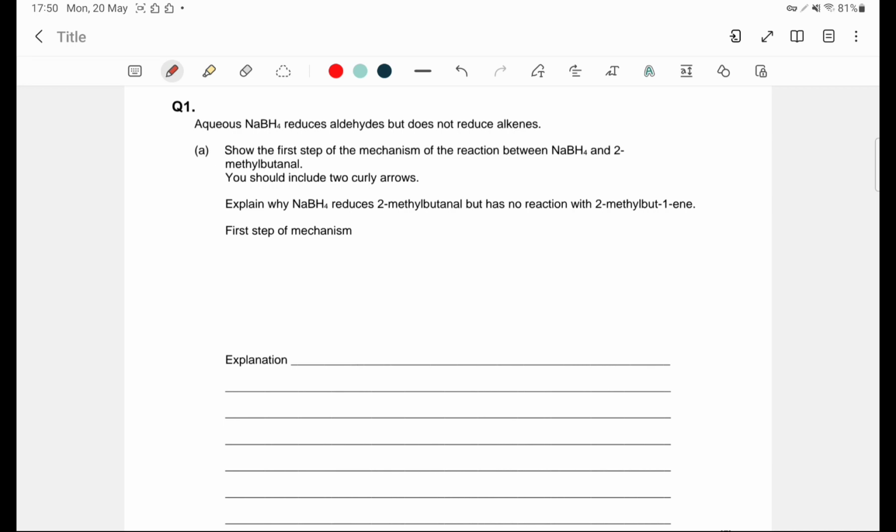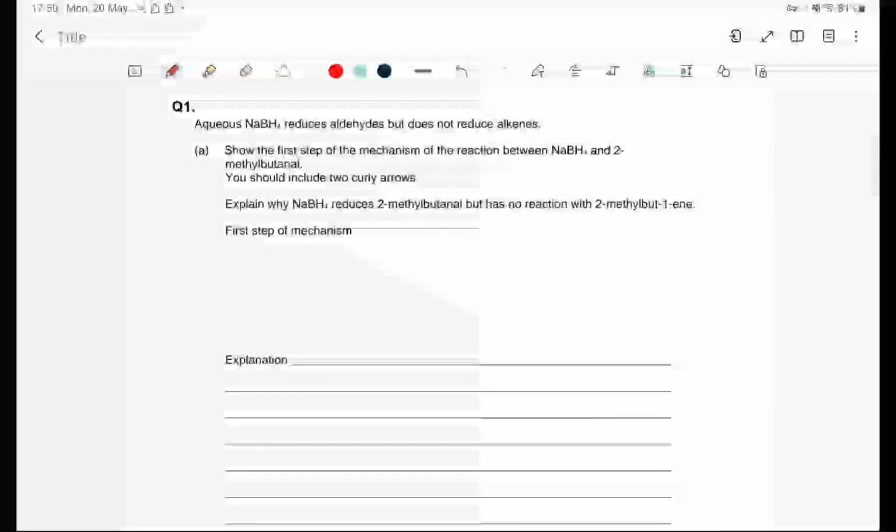Okay, so in question one, our first part is to do the first step of the mechanism. In order to be able to access this, of course, we have to first be able to draw the structure of the molecule that we're interested in. So we've got 2-methyl-butanal. We should be able to recognise that butanal is the carbonyl where it's on the end carbon, so it's the C double bond O on the end carbon. And, of course, we've got 2-methyl, so we know we've got a branch coming off on carbon 2.